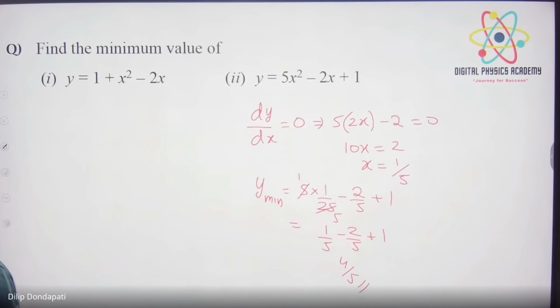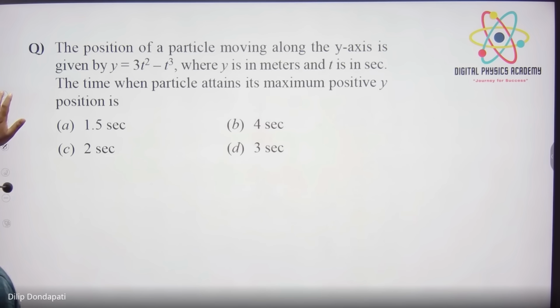Understood? So you have to understand minimum and maximum. One second, can you go back? Yeah, almost done. Okay, yeah, done.